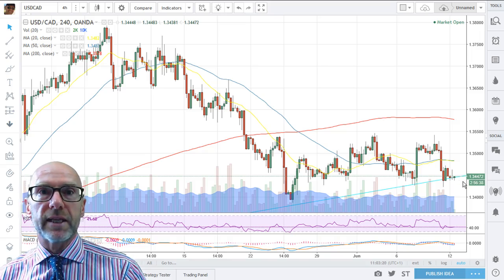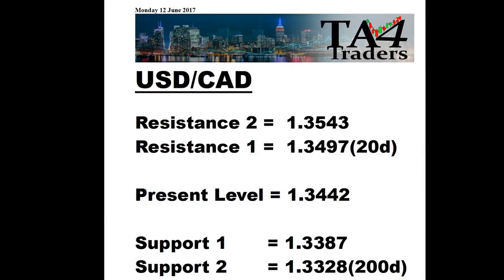Right, looking at the support resistance levels. Resistance 1, as I said, at that 20-day moving average, 134.97. Then at 135.43, with support 133.87, and 133.28, which is the 200-day moving average.